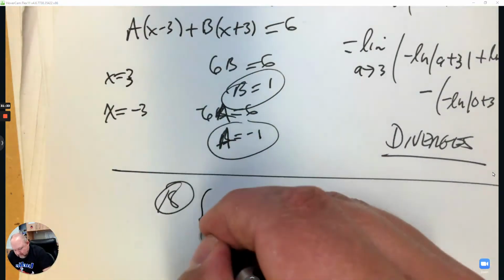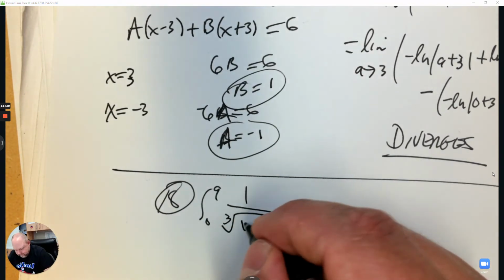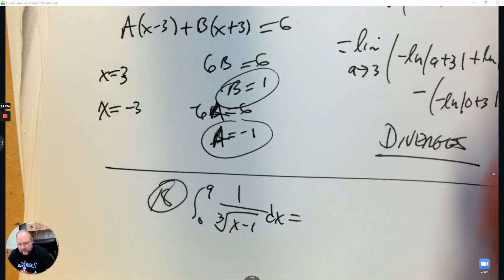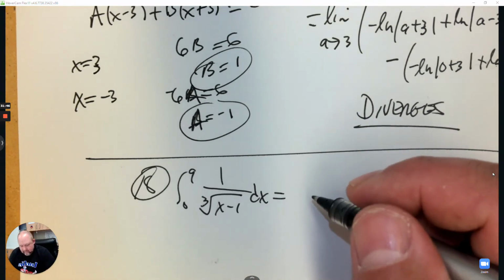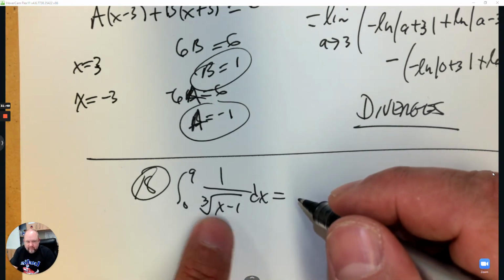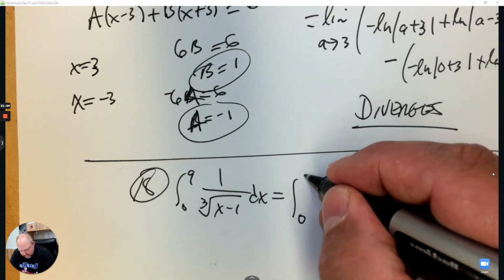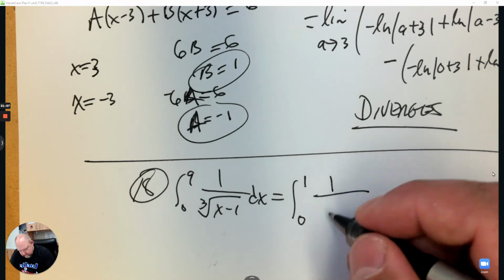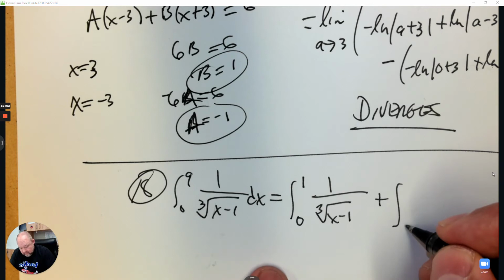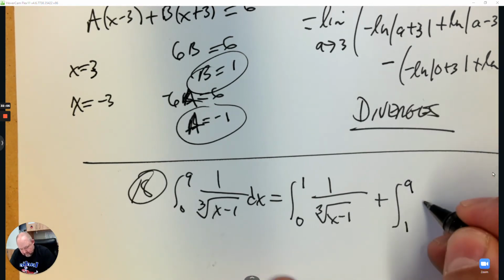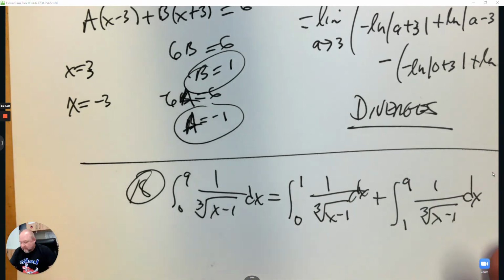In number 18, we are integrating from 0 to 9. I want you to notice that positive 1 is in the middle. So we have to first go from 0 to 1, and then we have to go from 1 to 9. So we have to set up as two integrals.